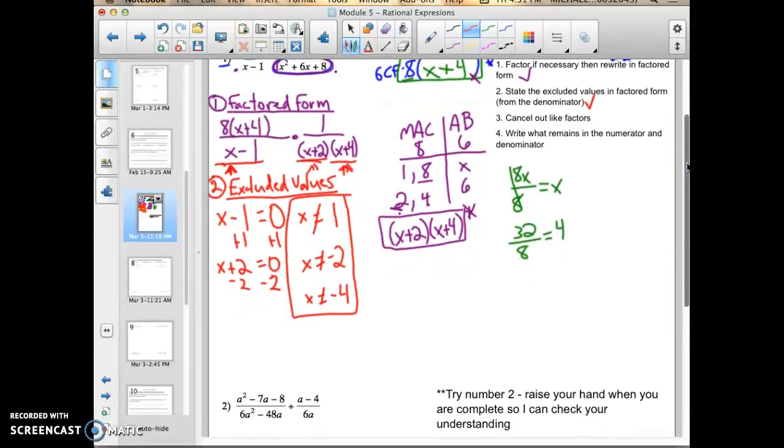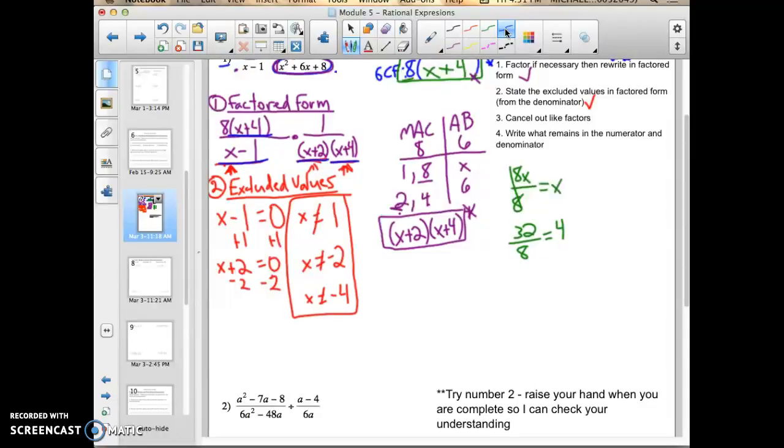Finally, step 3, canceling out like terms. So for step 3, I venture back to factored form as well, and I will do this in blue. Canceling out like factors. I need to identify factors. And so, in this case, I have an x minus 1 here, an x plus 2, an x plus 4, and then an x plus 4 on top.